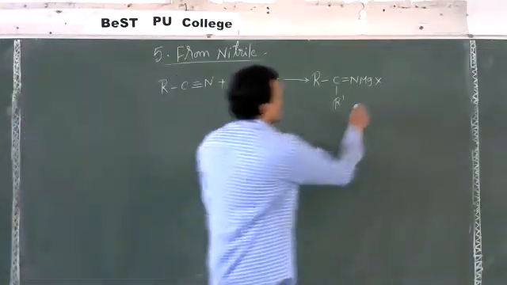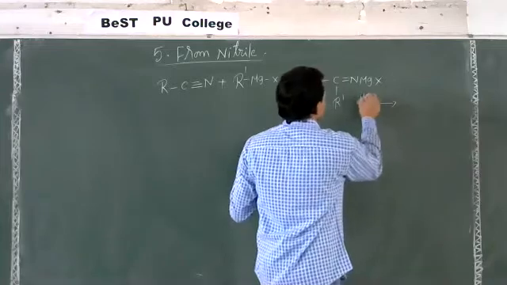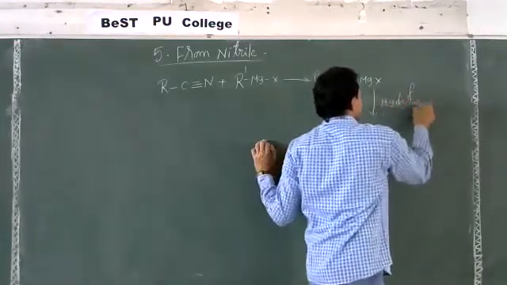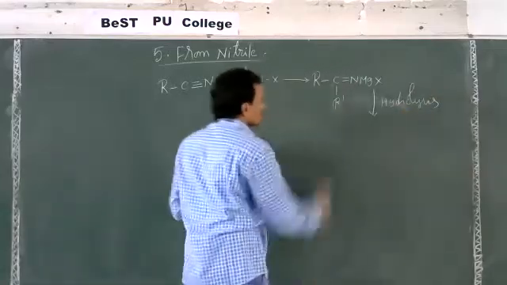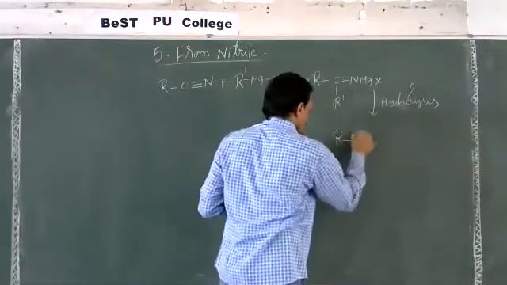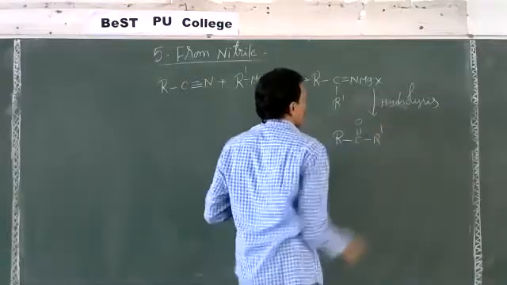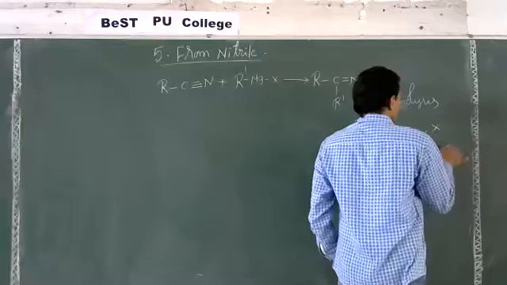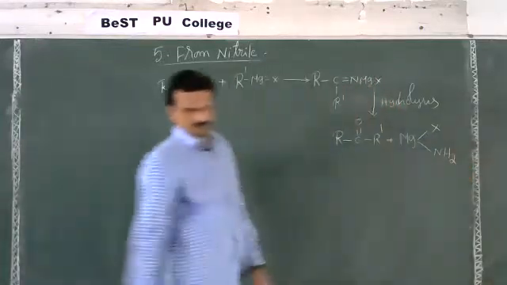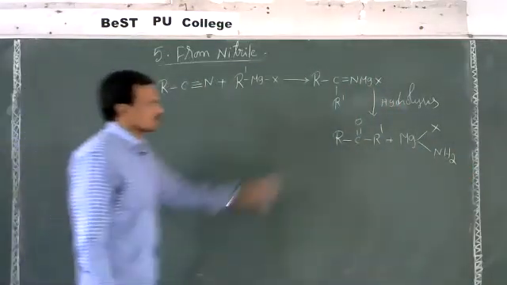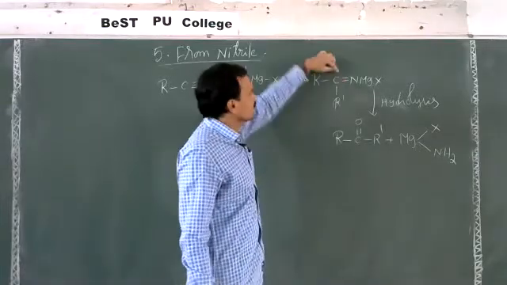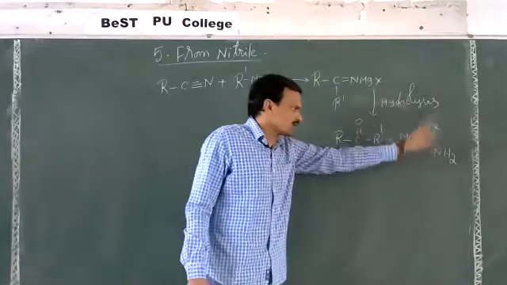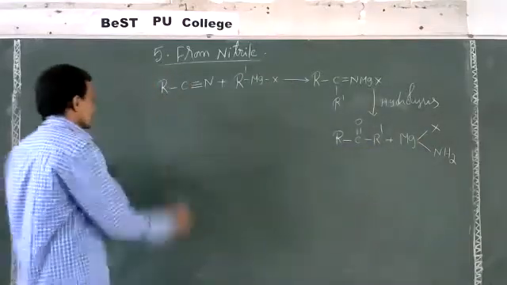And this addition compound on hydrolysis, then we can get R, CO, R dash plus MgX, NH2. This is the product. Simply here also remove the double bond, take double bond over here and 2 hydrogens to nitrogen, then you can get amine here. I'll take an example.